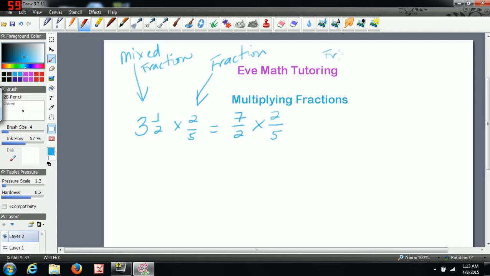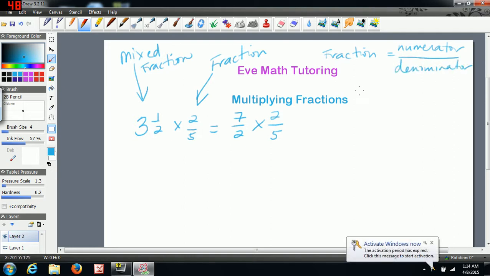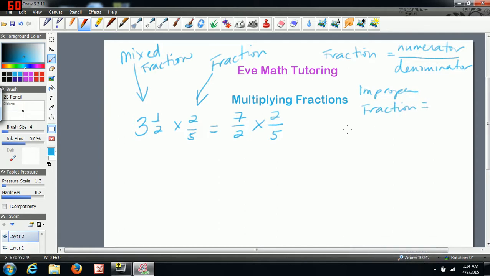Now, for every fraction, the top number is referred to as the numerator. The bottom number is referred to as the denominator. So for improper fractions, what happens is the numerator is actually greater than the denominator.